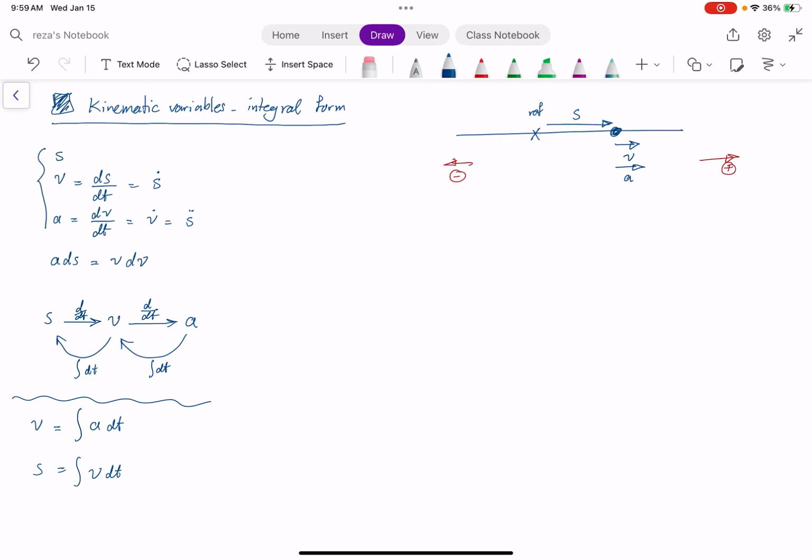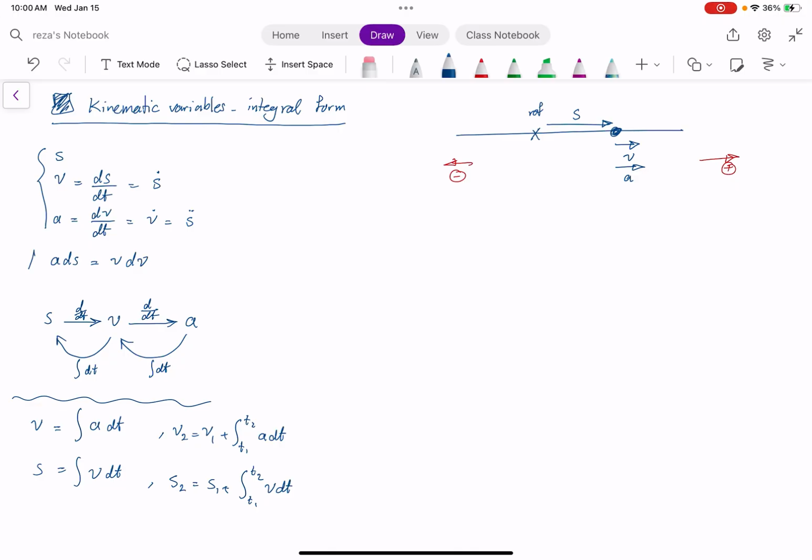Or if you have definite integrals, where the bounds are given, these integrals can give you the change in position or change in velocity. So let me actually write it down. v2 equals v1 plus the integral from t1 to t2 of a dt. Similarly, s2 can be s1 plus the integral from t1 to t2 of v dt. And this is in the integral form. You can go back from higher order variables to lower order variables.